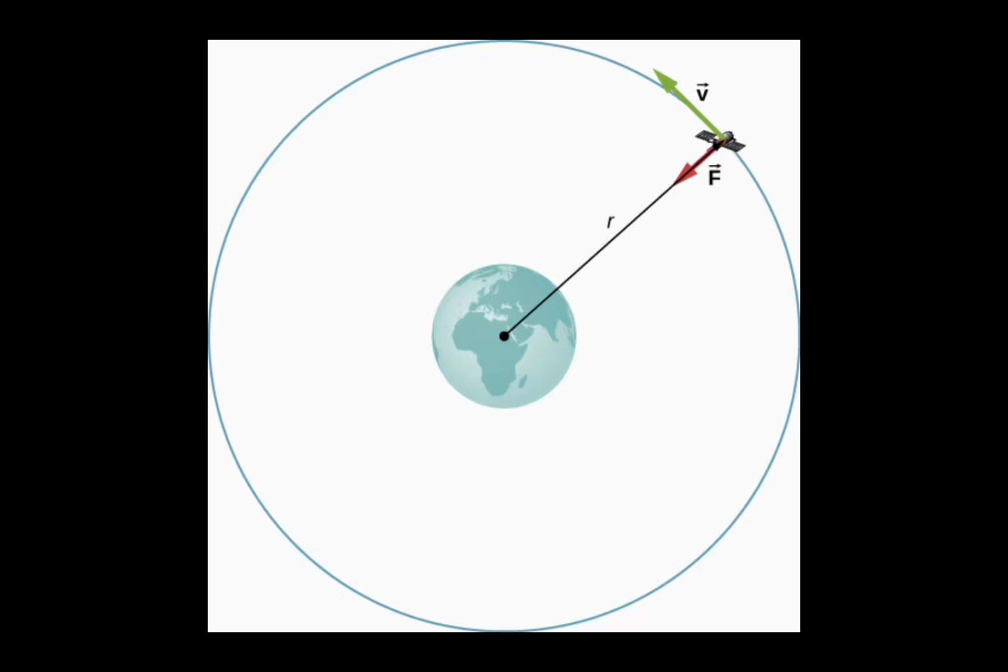Orbiting satellites stay in motion because gravity constantly pulls on them toward Earth. Instead of falling straight down, satellites move forward fast enough that they continuously fall around Earth. When satellites are farther from Earth, gravity becomes weaker. The satellite changes orbital speed. Satellites closer to Earth move faster because gravity is stronger there.